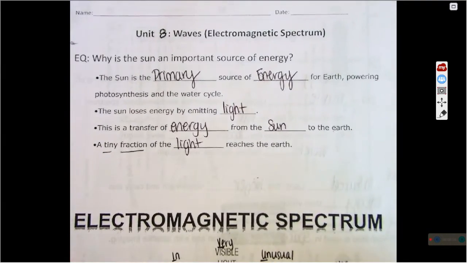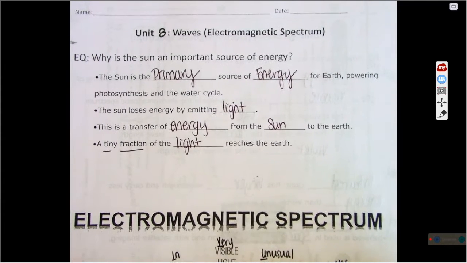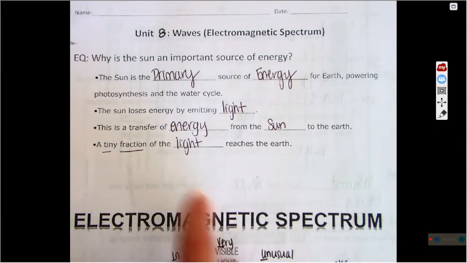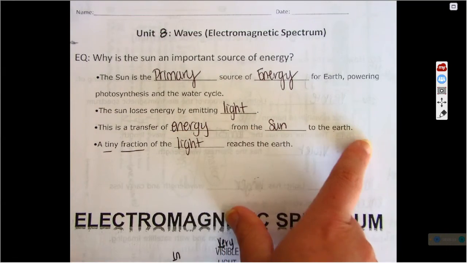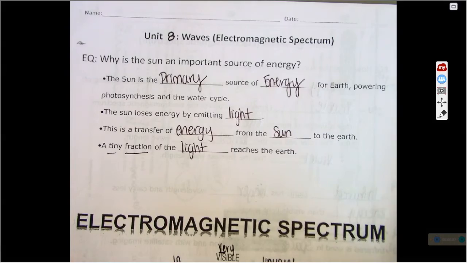Now, the sun, we know our primary source of energy is going to be the sun. Now, we're talking about electromagnetic spectrum here. We're not talking about sound waves, just electromagnetic waves, all the waves that are on that spectrum. The sun loses energy by emitting light, so most of its energy is left as light and heat. So this is a transfer of energy from the sun to the earth. Only a tiny fraction of light is going to actually reach the earth.